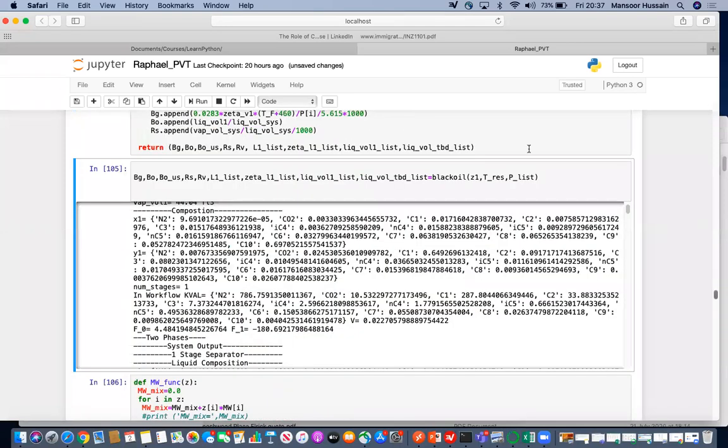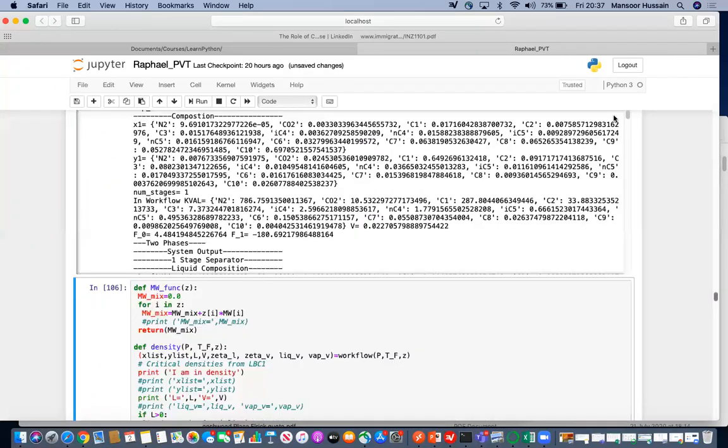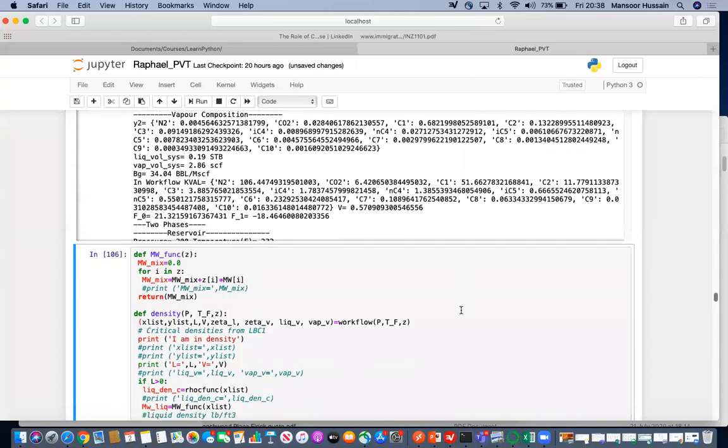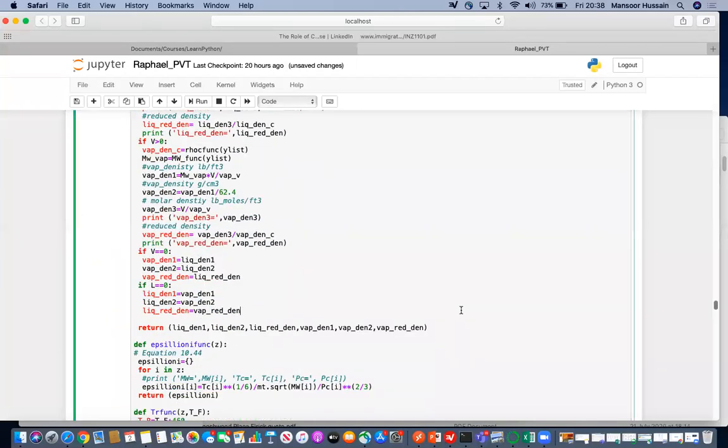Okay, this is the main function. Let's execute this. Okay, it's run through, and then these functions.